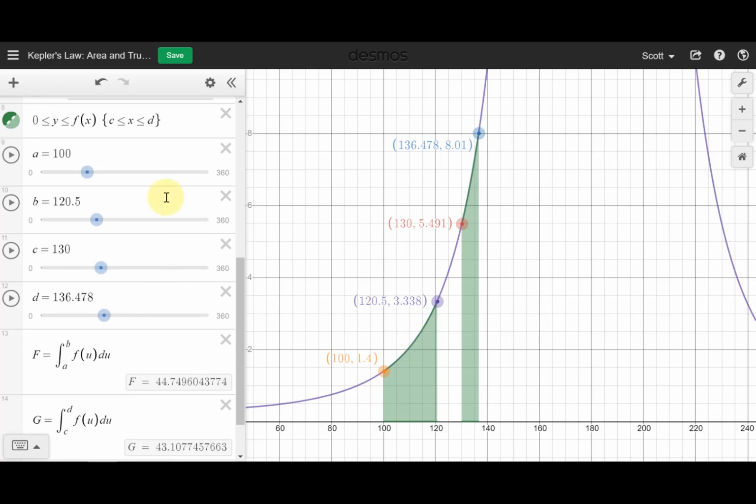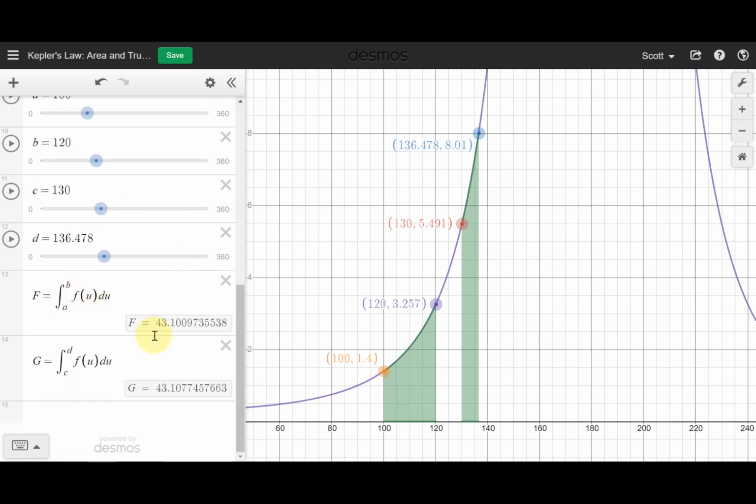And so I can now, looks like this is actually 120.5. I want to go at 120. There it is. And then this is computing that area, which is coming out really close at those values. So here I'm getting more area for this region G. I wanted that to be about 136.478, and I saw that match pretty closely, 43.1 roughly for both of those areas.